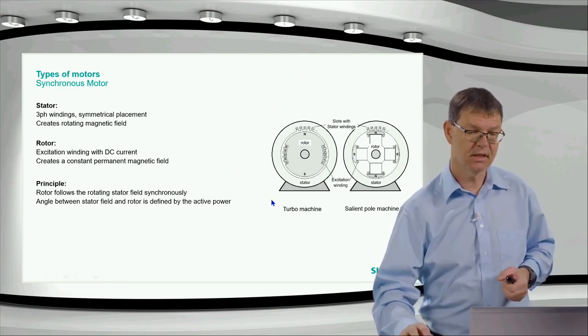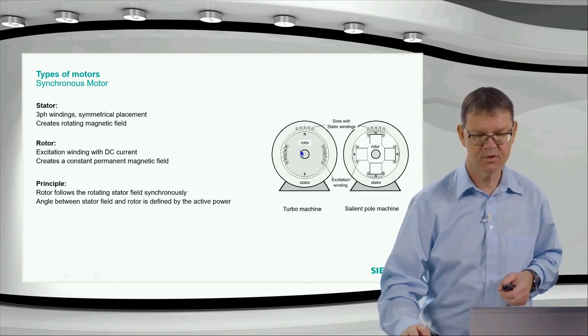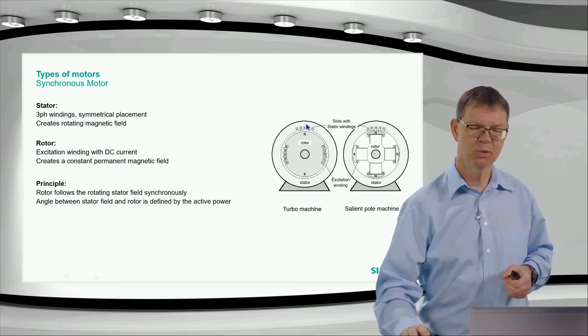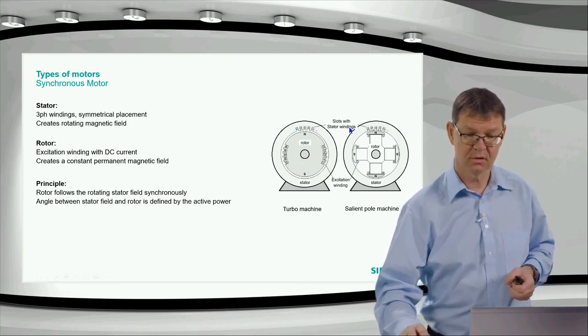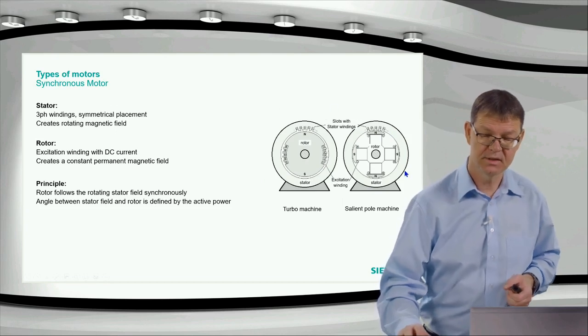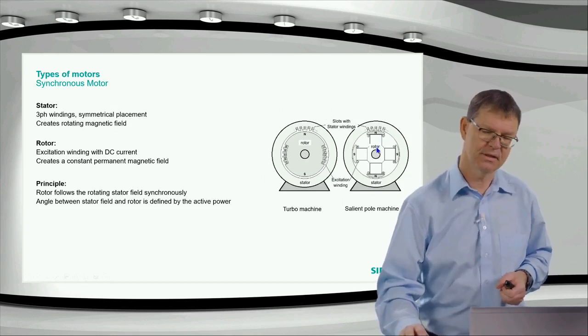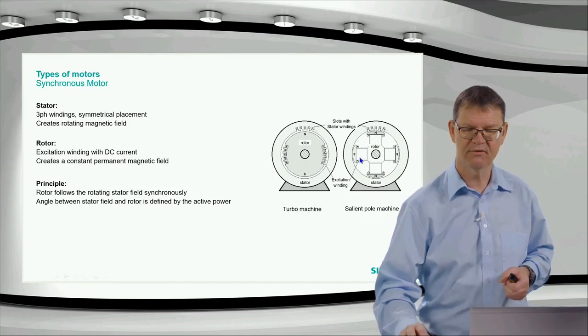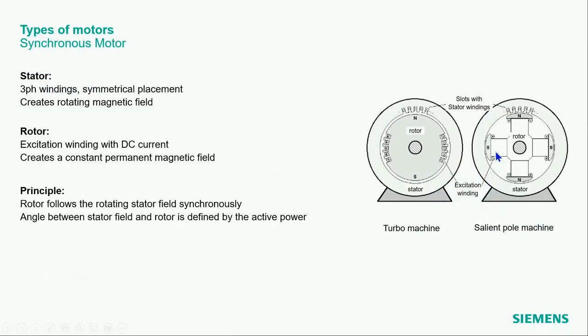We see also here two types of motors. On the left-hand side, we call this a turbo machine. So here I have really just one pole pair. And on the right-hand side, we see a rotor with these kinds of noses where we have the windings around. This is called a salient pole machine because of these noses here.